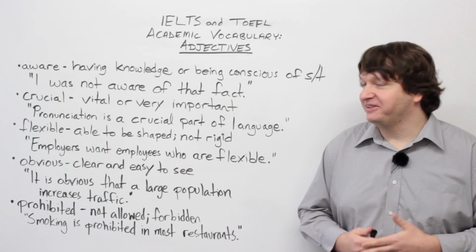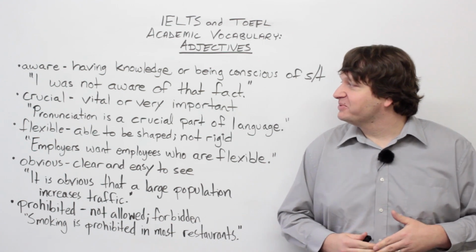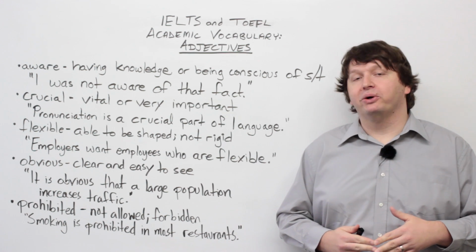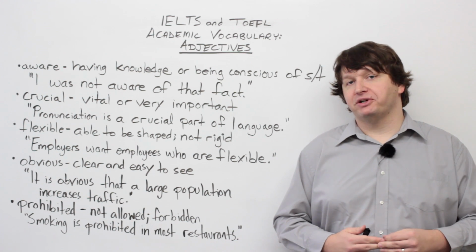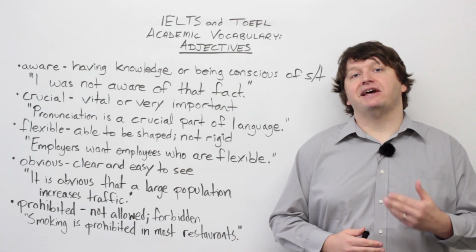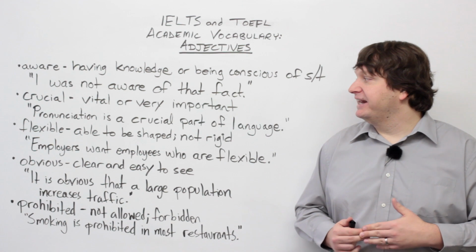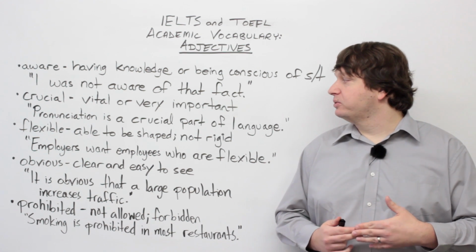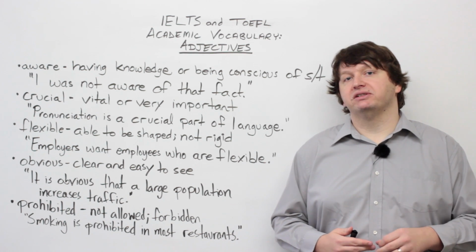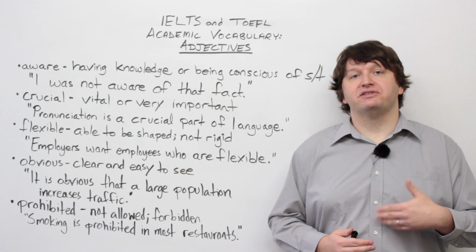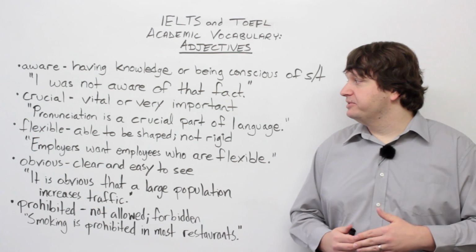It happens. It's true. The next word is crucial. So something that is crucial is vital or very important. Think of it as essential almost. So pronunciation is a crucial part of language. It's a very important, vital, essential part, component, or aspect of learning language.